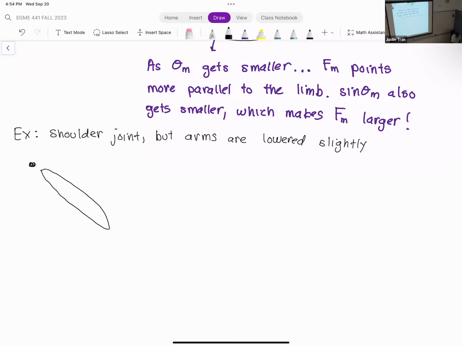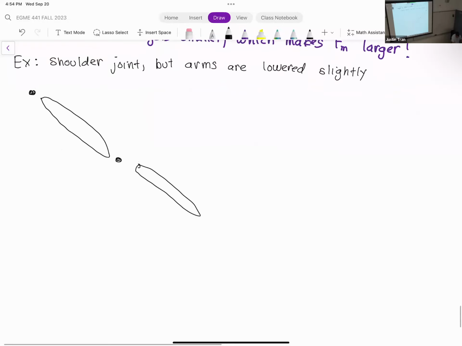So we have the shoulder joint up there. Same thing as before, we have a weight that's being applied at the end. But now the shoulders are lowered by a certain amount. To characterize how much the arms are bending downwards, I'm going to give you this angle right here. This is like the armpit. So the angle that you measure just based on the person's armpit, we'll call it theta A.